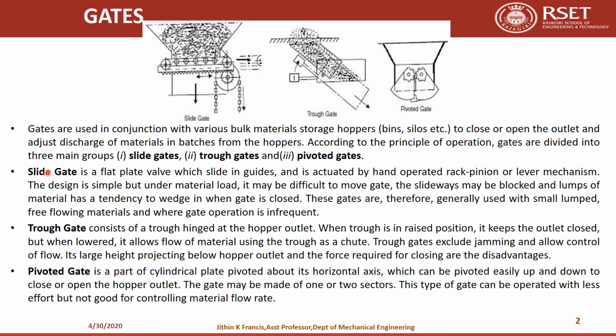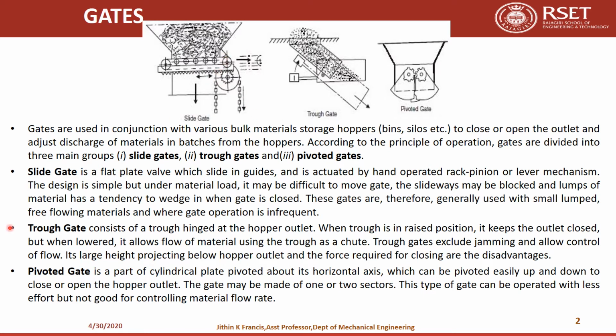Next one is the trough gate. A trough gate consists of a trough hinged at the hopper outlet. When the trough is in raised position, it keeps the outlet closed, but when lowered, it allows the flow of material through the trough as a chute. Trough gates exclude jamming and allow control of flow. Its large height projecting below the hopper outlet and the force required for closing are the disadvantages. That means the trough gate has an inclined position, and when it is open, the material will flow. It may be a levered operation, or it may slide.